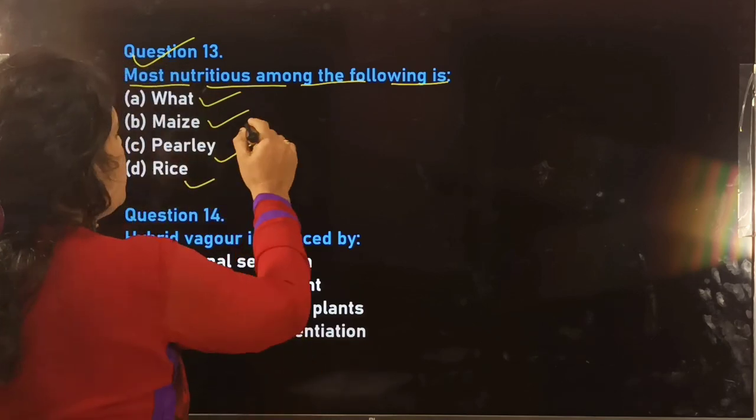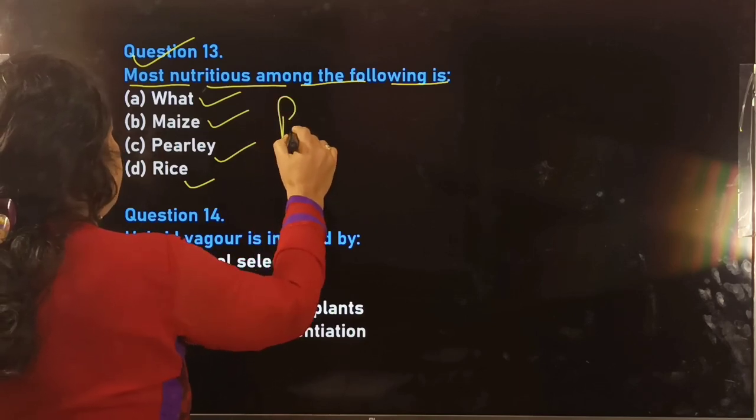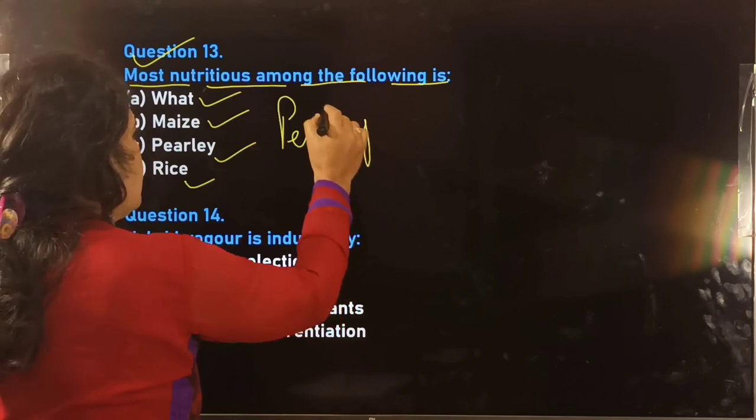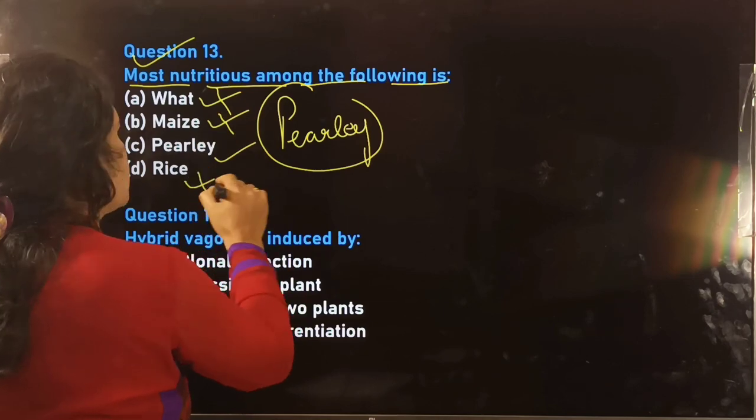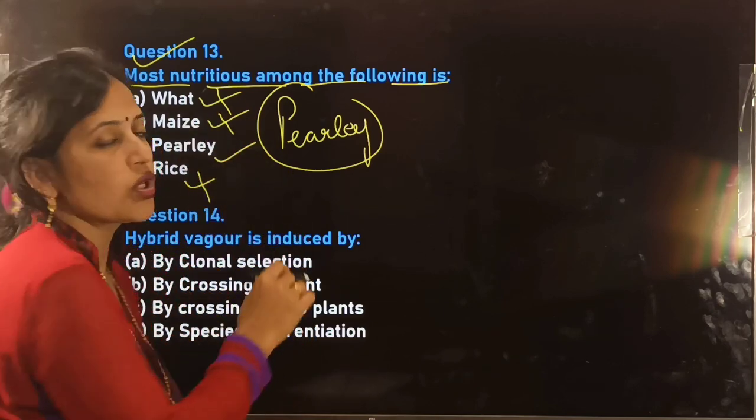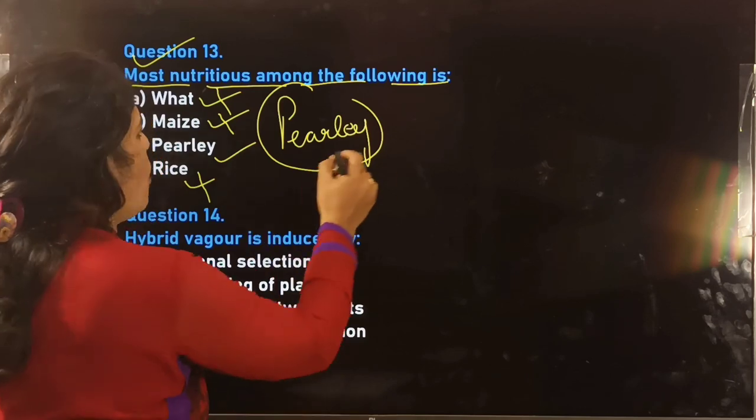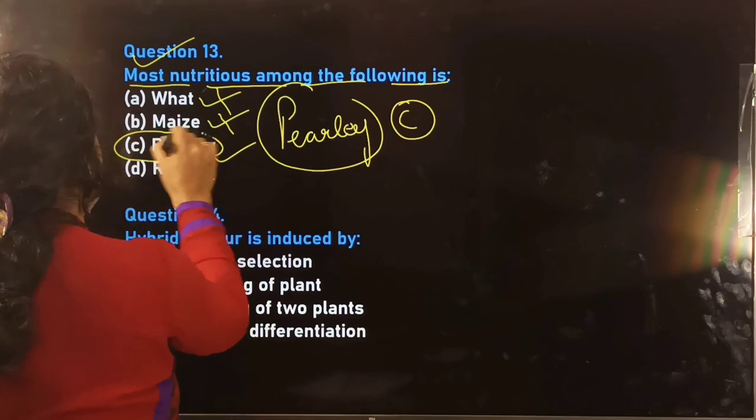So, which is most nutritious among the following? Purely barley, not wheat, not maize, not rice, but barley is the most nutritious among the following. So, here option C is the right answer for the question number 13.